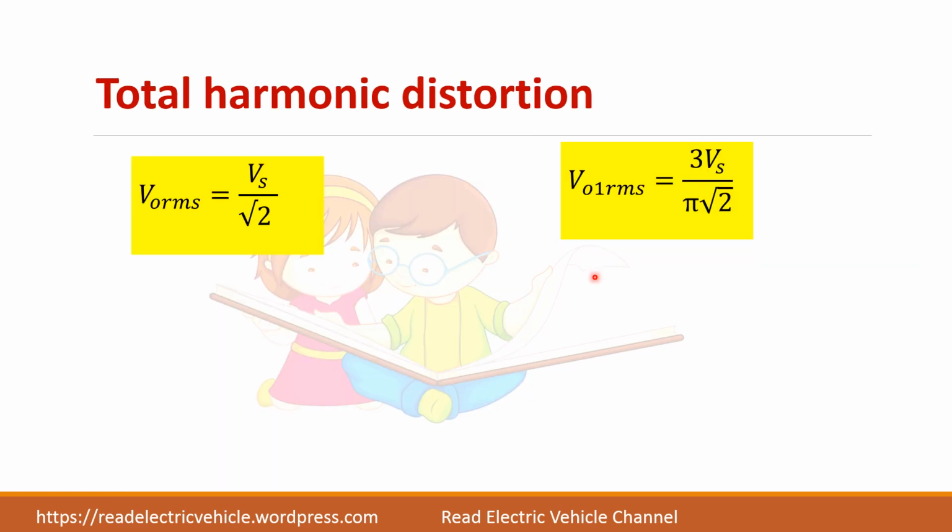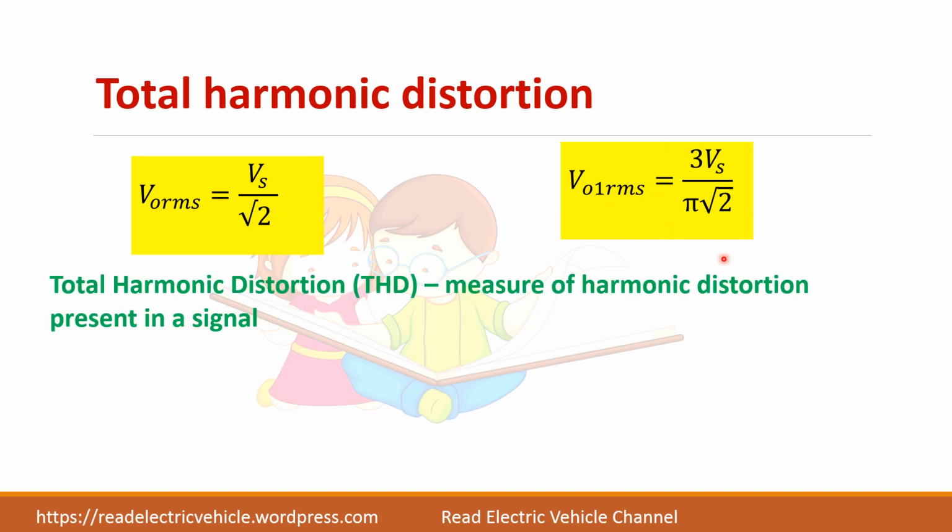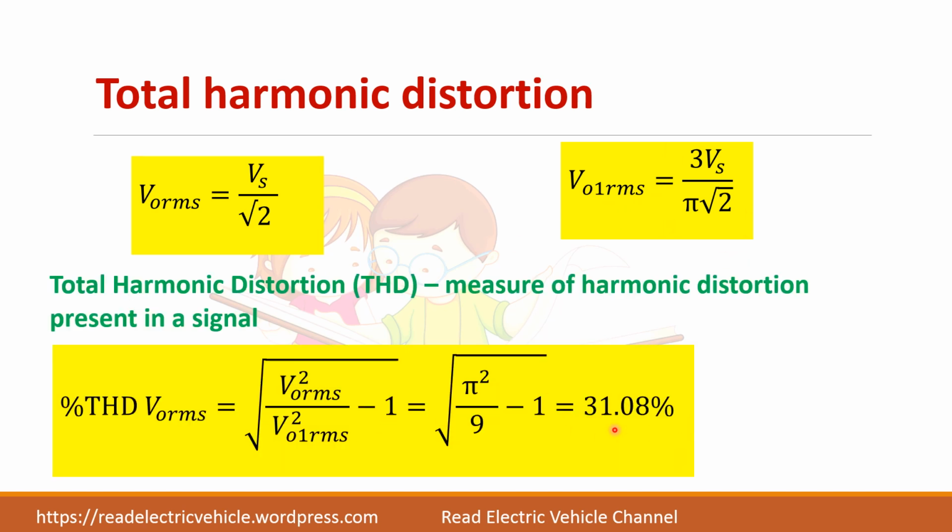So Vrms and Vo1 RMS we have found. So THD again you will get 31 percentage.